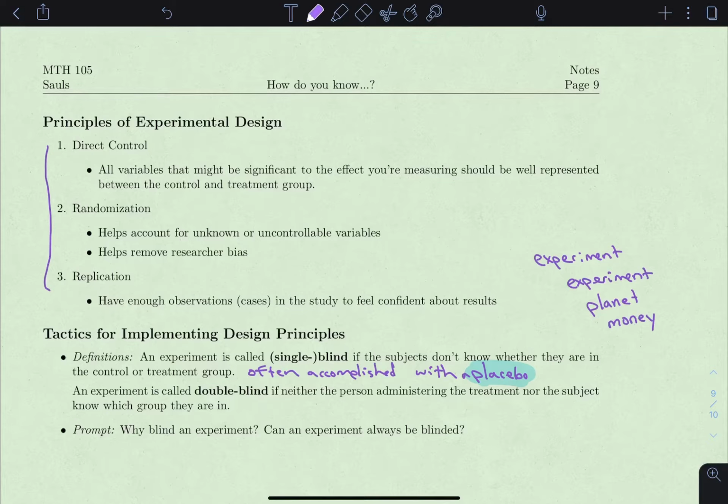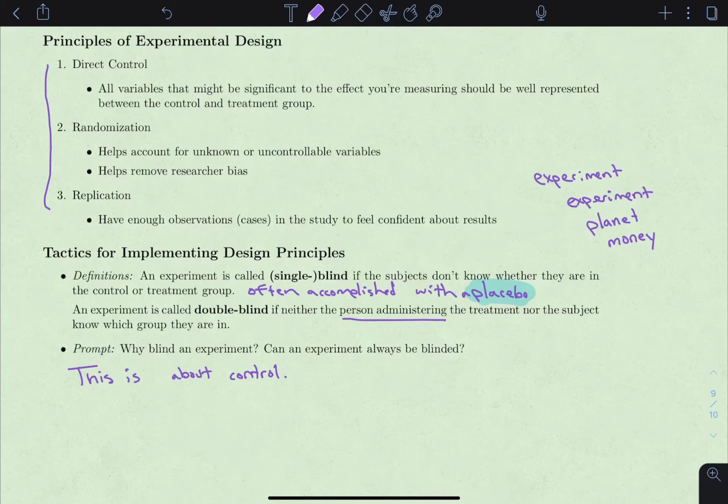The experiment is called double blind if neither the person administering the treatment nor the person who is getting the treatment knows which group they're in. And so the question is, why would you do this? And what principle of experimental design is it really related to? And this is about control. So the direct control principle. It's a variable: knowing whether you're getting the drug or not, knowing whether you're getting the treatment or not.